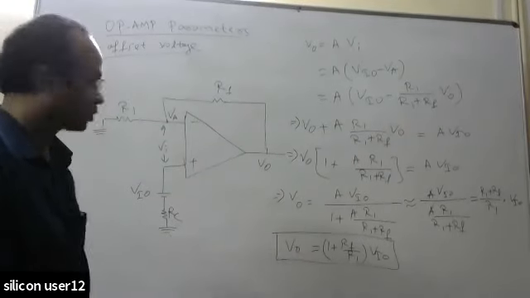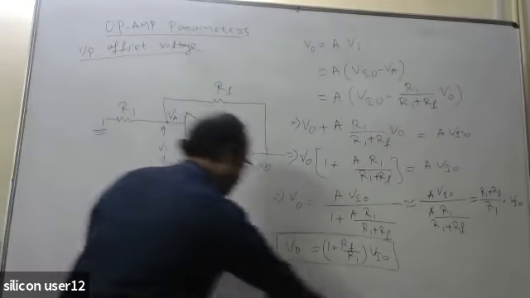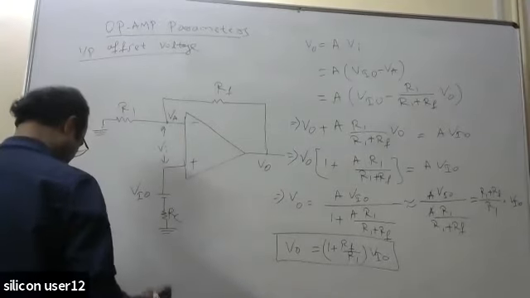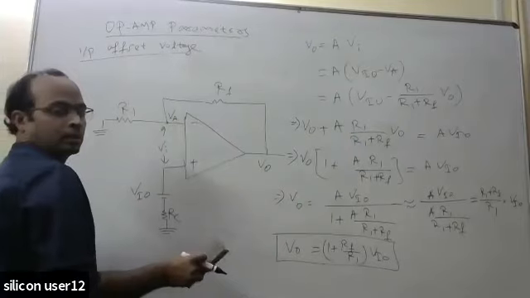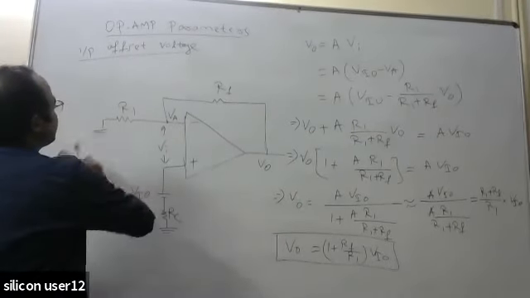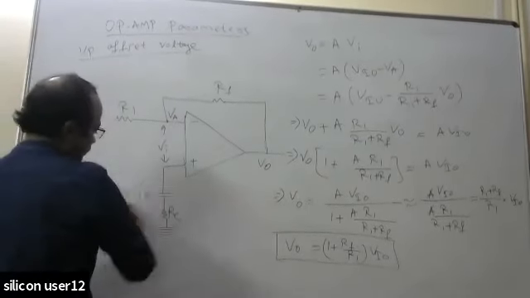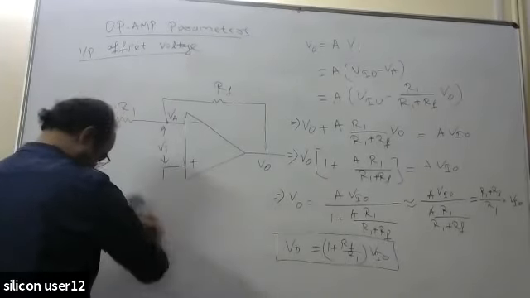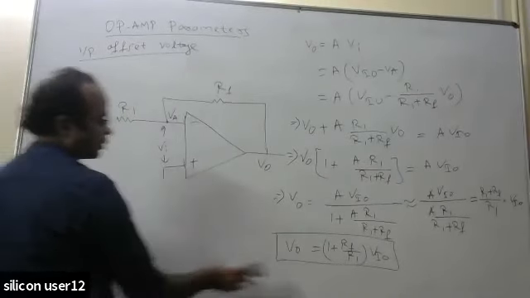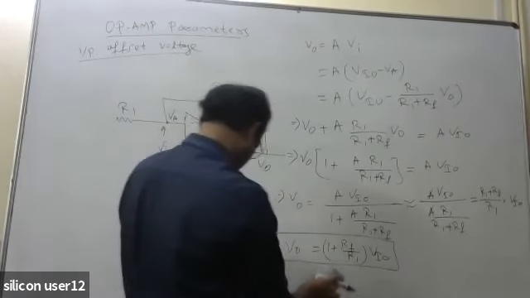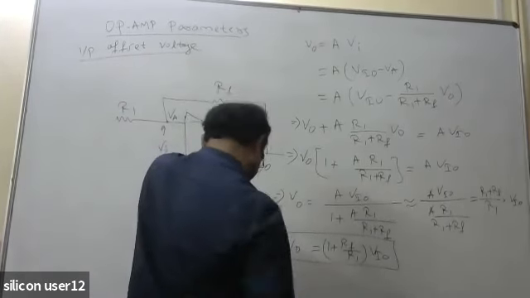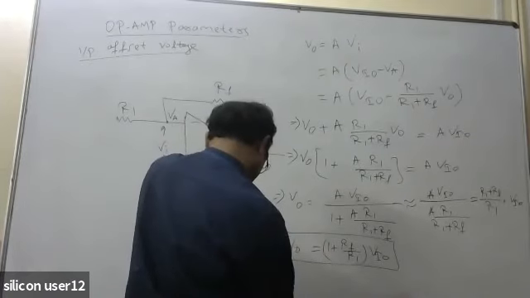Okay, one small problem. All of you got it? Now I am solving the problem. So you remember this formula, V0 equals 1 plus RF by R1 into VIO.